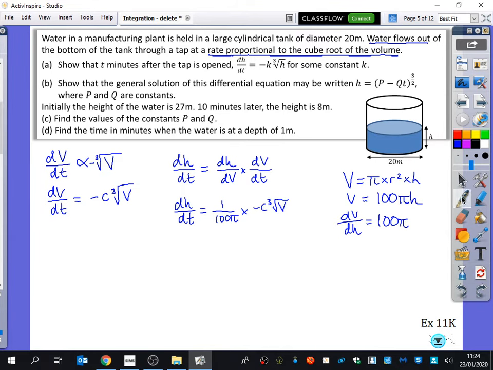It wasn't v, 'cause that's p. So we don't want there to be a v in here. We want it to be h. So we need to look at this thing that we've got, and we need to make h the subject, which is v over 100 pi is equal to h.